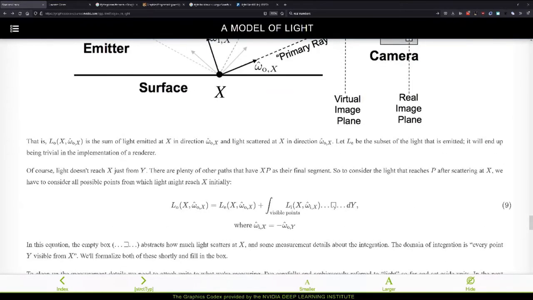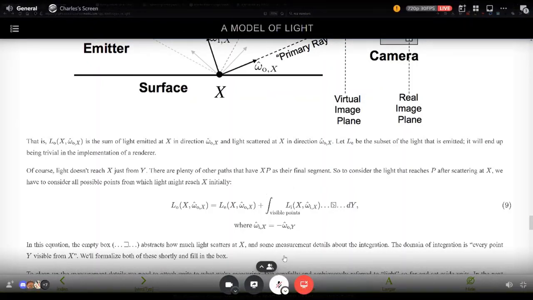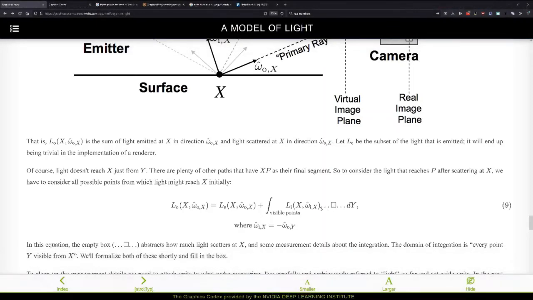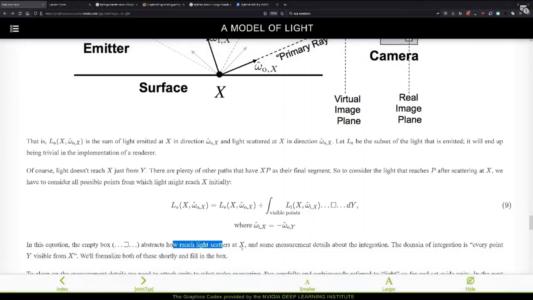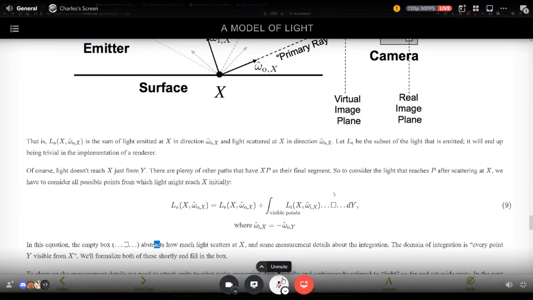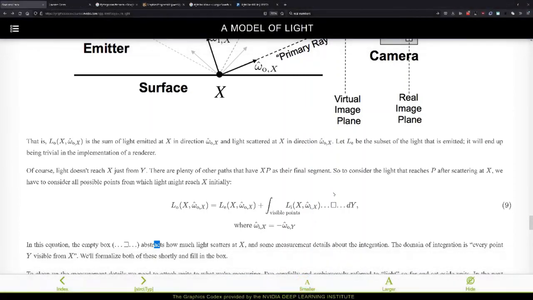Is that just a rendering glitch? I think that's just because he hasn't introduced BRDFs yet. Okay. Square is mathematical. There will be stuff here later. Oh, it says that in the next sentence, actually. I thought this was a rendering glitch, because that box is the classic "I don't know how to render this Unicode character" thing. I know, right? How much light scatters at X, and some measurement details about the integration. Domain integration is every point Y visible from X. We'll formalize both of these shortly and fill in the box.